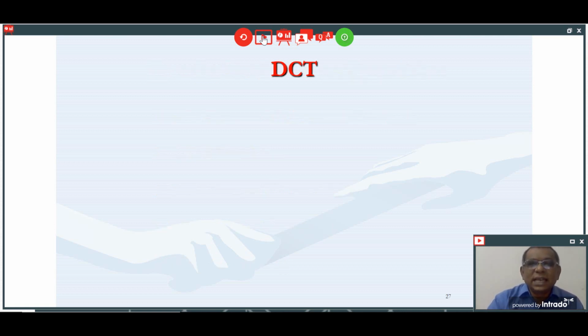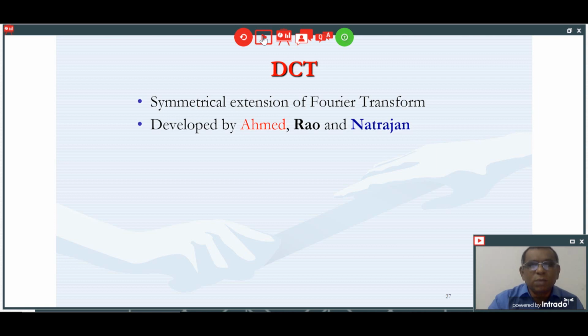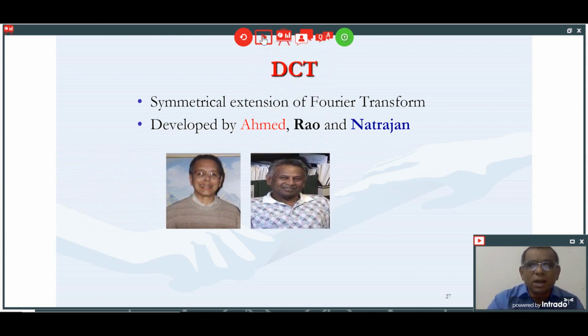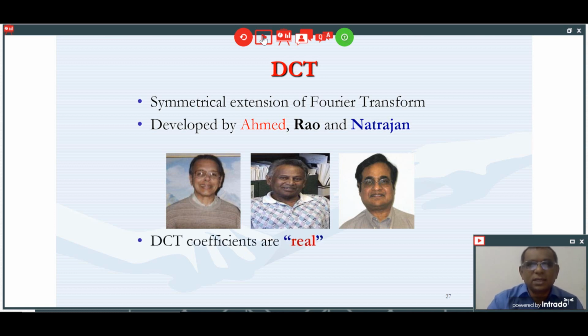Now, what is basically the discrete cosine transform? The discrete cosine transform is a symmetrical extension of the Fourier transform. This transform was developed by Ahmed, Rao, and Natarajan. The picture of Ahmed, Rao and Natarajan is shown here. With due respect to these three personalities, the discrete cosine transform was developed by Ahmed, Rao and Natarajan.